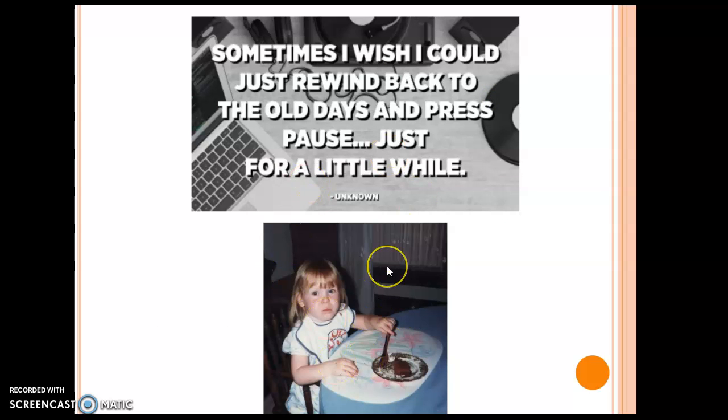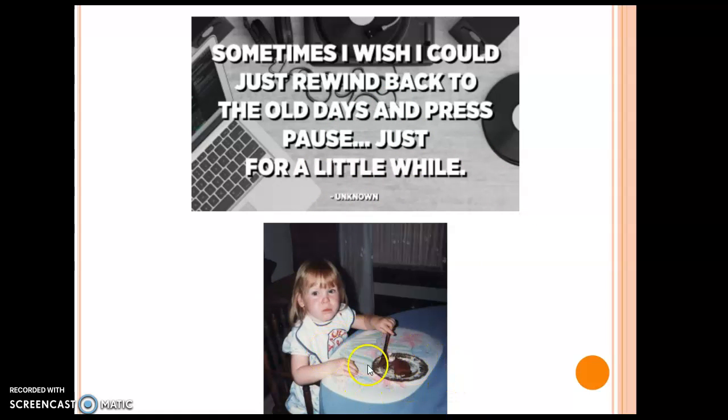So I asked the class to think about their childhood, because that's going to be your writing prompt. You will write about your childhood in a paragraph, and you will be using AWUBS sentences. That is going to be the assignment. So think for a few minutes about your childhood. This is a picture of me.